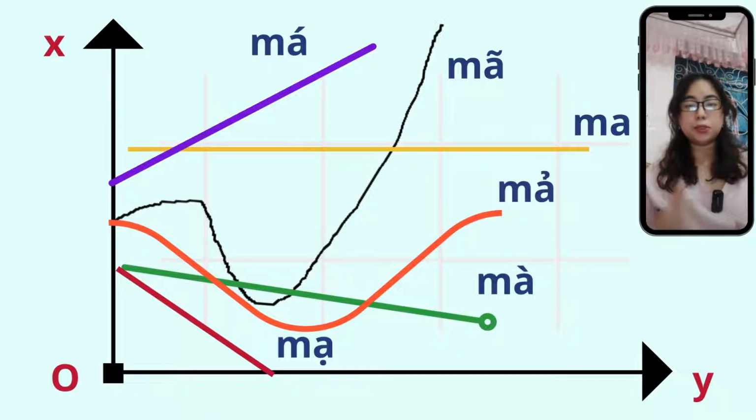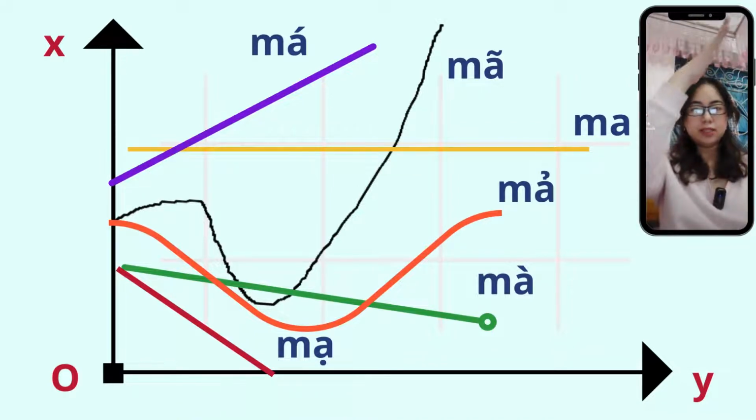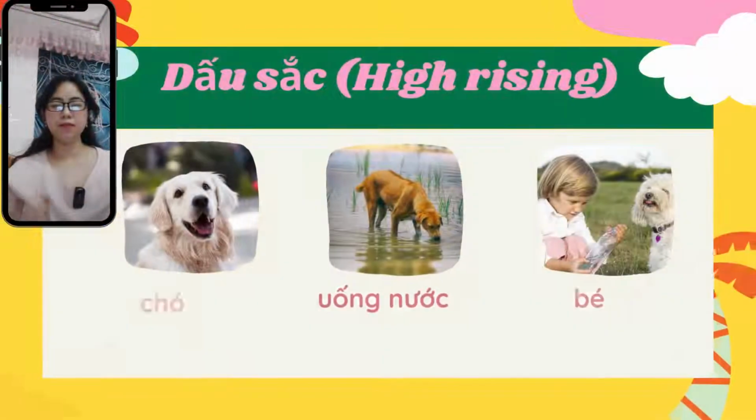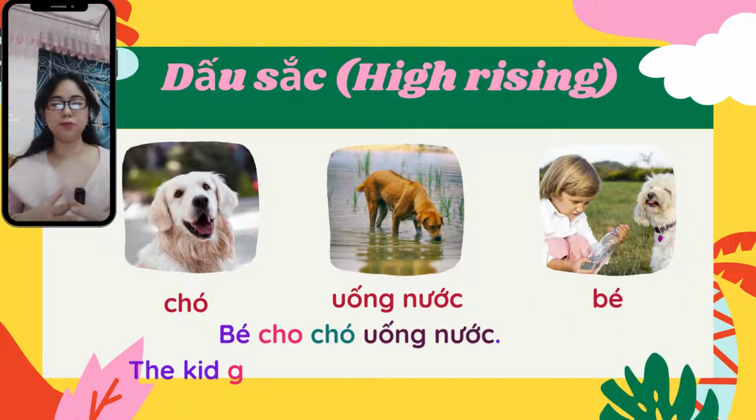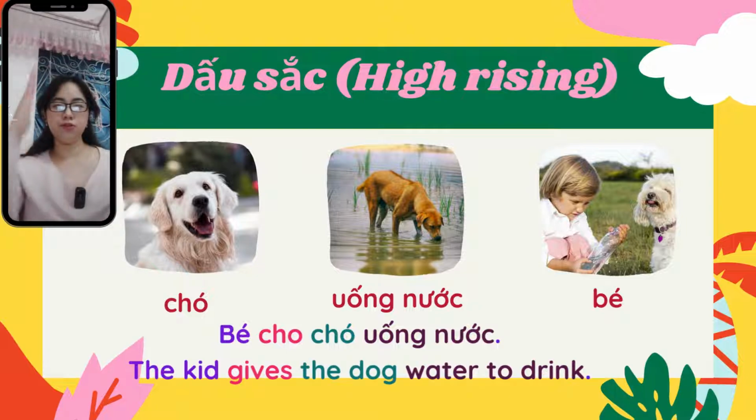The next tone is dấu sắc. Let's see the diagram with the purple line. You will see the rise. With this tone, you should keep your voice up. Let's raise your voice, and the rise is fairly steep, like má. Now try to pronounce the examples. Chó. Uống nước. Bé. Just raise your voice. Keep your voice going up.